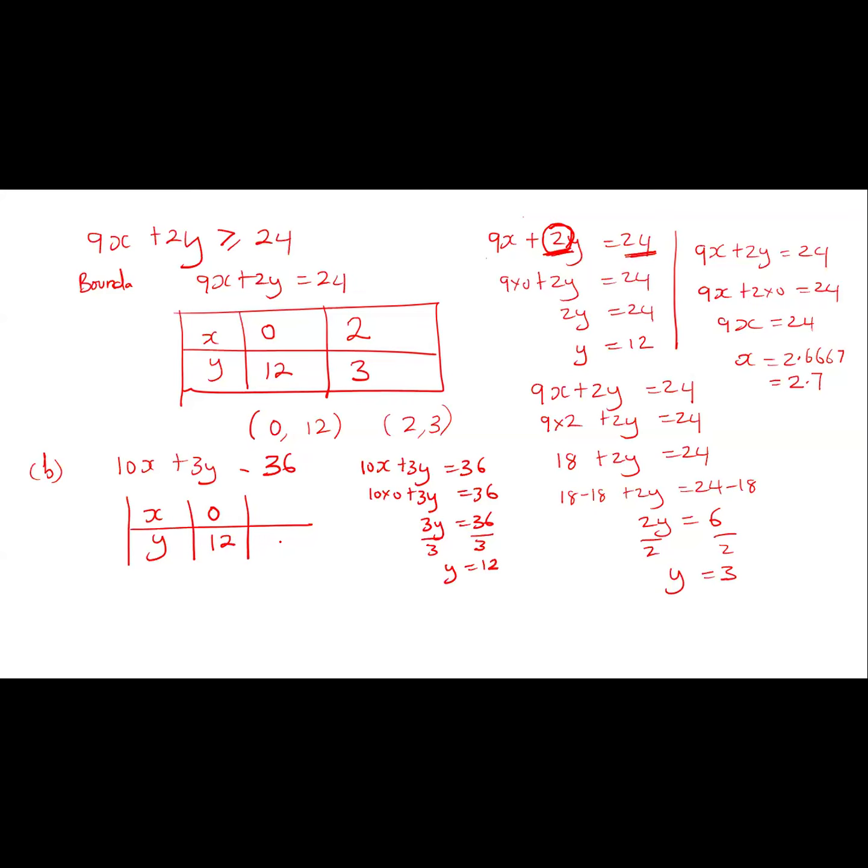Then you ask yourself, what about when I put y is equal to 0? You are going to notice that when I put y is equal to 0, I'll have 10x plus 3 times 0 is equal to 36. So I'll have 10x is equal to 36. So I divide by 10, divide by 10. You are noticing that your x is going to be 3.6. But the challenge with points is that it may not be as accurate as you want.